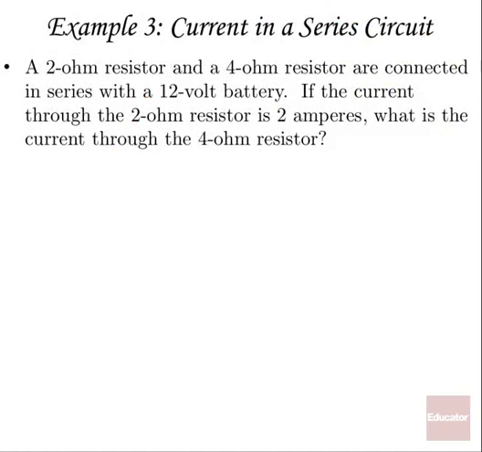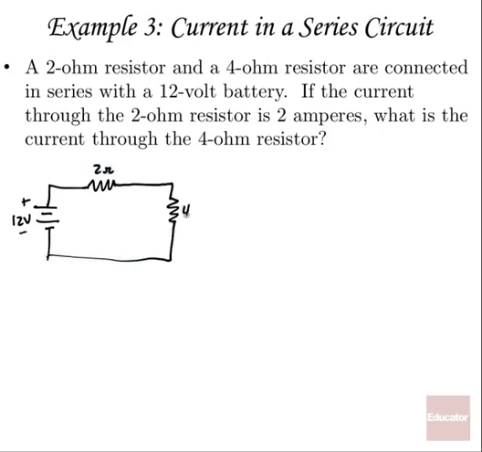So, let's take a look at another problem, current in a series circuit. A 2 ohm resistor and a 4 ohm resistor are connected in series with a 12 volt battery. Let's draw that first. We've got a 12 volt battery, and we have in there a 2 ohm resistor and a 4 ohm resistor. 2 ohms, 4 ohms. If the current through the 2 ohm resistor is 2 amperes, so we must have 2 amps flowing through the 2 ohm resistor, what's the current through the 4 ohm resistor?